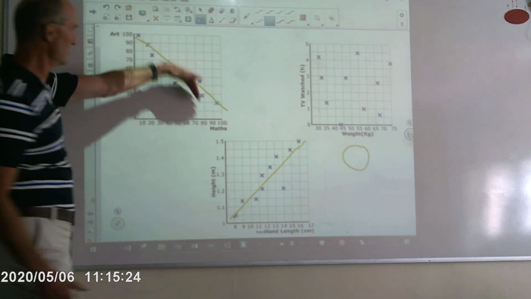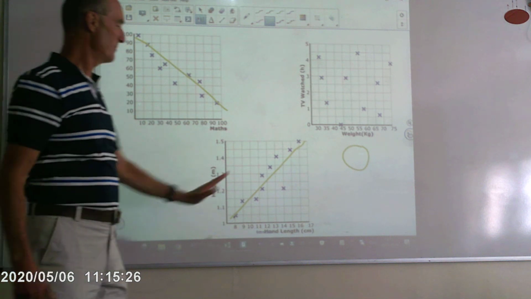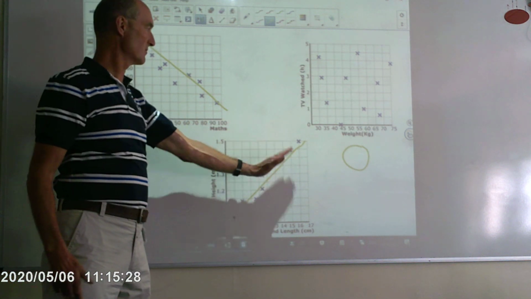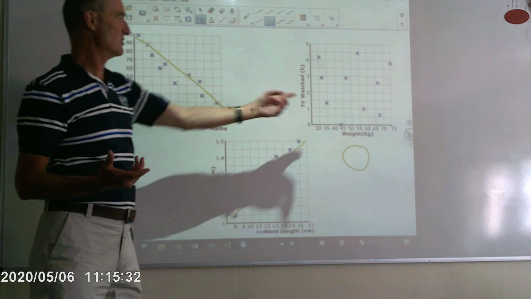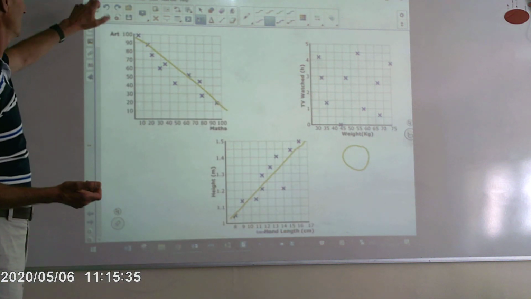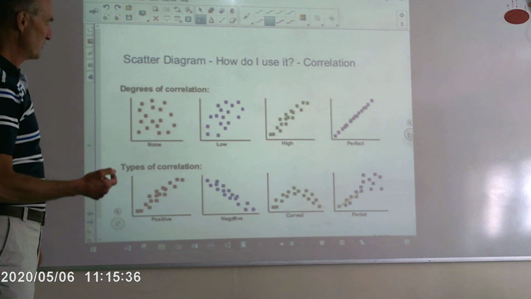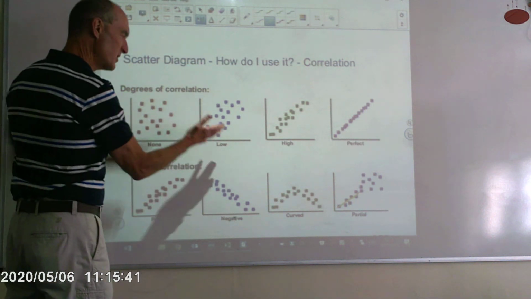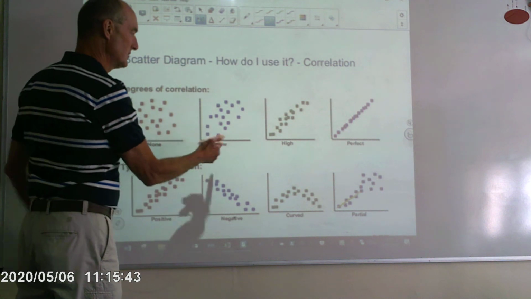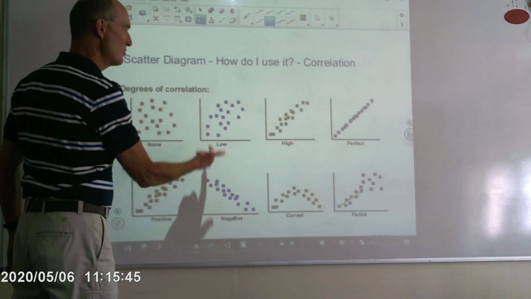So negative correlation, down from left to right. Positive, up from left to right. No correlation. We can't draw a line of best fit even there, so it's zero correlation. Just to emphasise that, no correlation here, zero. Positive correlation, but quite spread out. So that's a low correlation, but it is still positive.